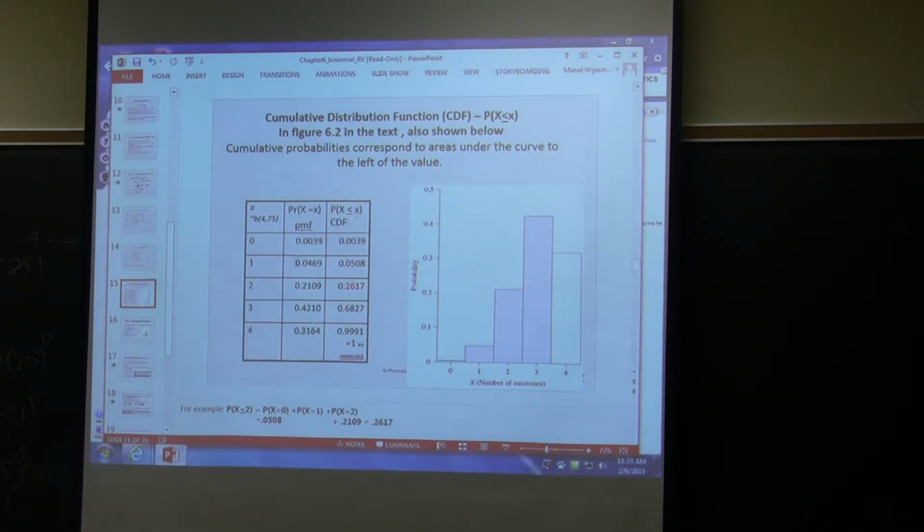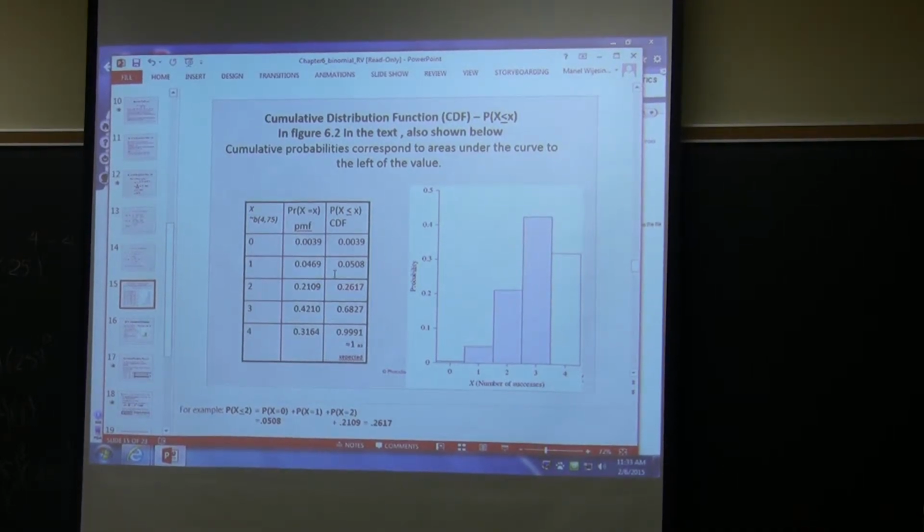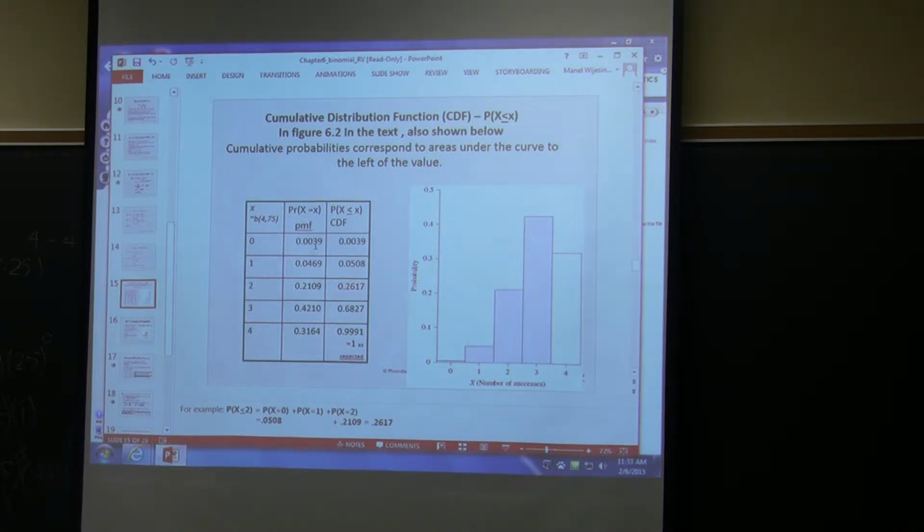Second value means you have to add this to this, because x is less than or equal to 1, which means it can either be 0 or 1. So, you can add this plus this to get that. Likewise, x less than or equal to 2 means it can be 0, 1, 2. You can add all these 3, or these 2 are already added in here, then you add these 2 to get this. That is what I have shown in red.